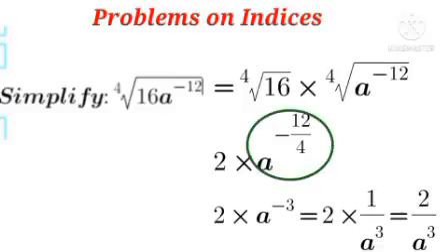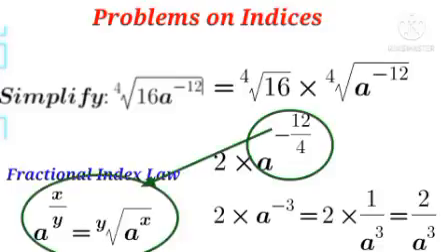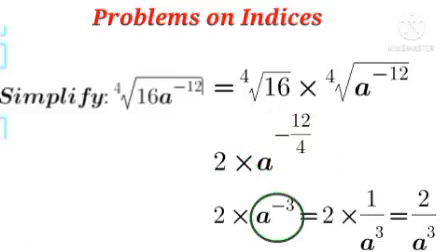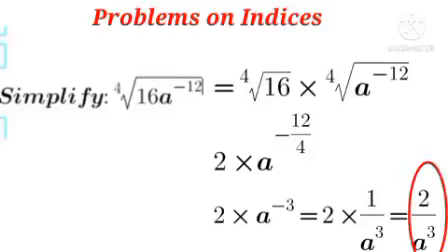How did you come about this? Using the fractional index law, which is given as this. The 4 of the root becomes the denominator of the fractional index. So we have 12 divided by 4 is 3. So you have 2 times a raised to the power of minus 3. So we have 2 times 1 over a raised to the power of 3. Then our final answer becomes 2 over a raised to the power of 3.